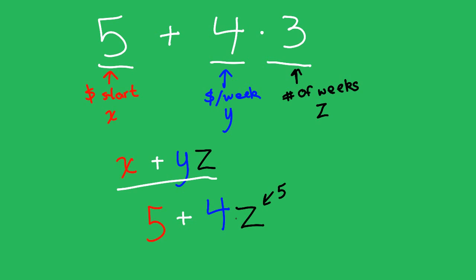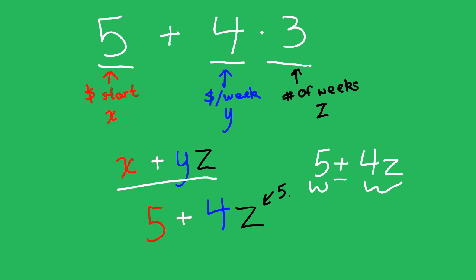So an expression is made up of terms. A term is just a number or a product of a number and a variable. The terms in an expression are separated by plus or minus signs. So in this expression we have here, I'll rewrite it: 5 plus 4z, we had two terms, 5 and 4z, and you see they are separated by a plus sign.